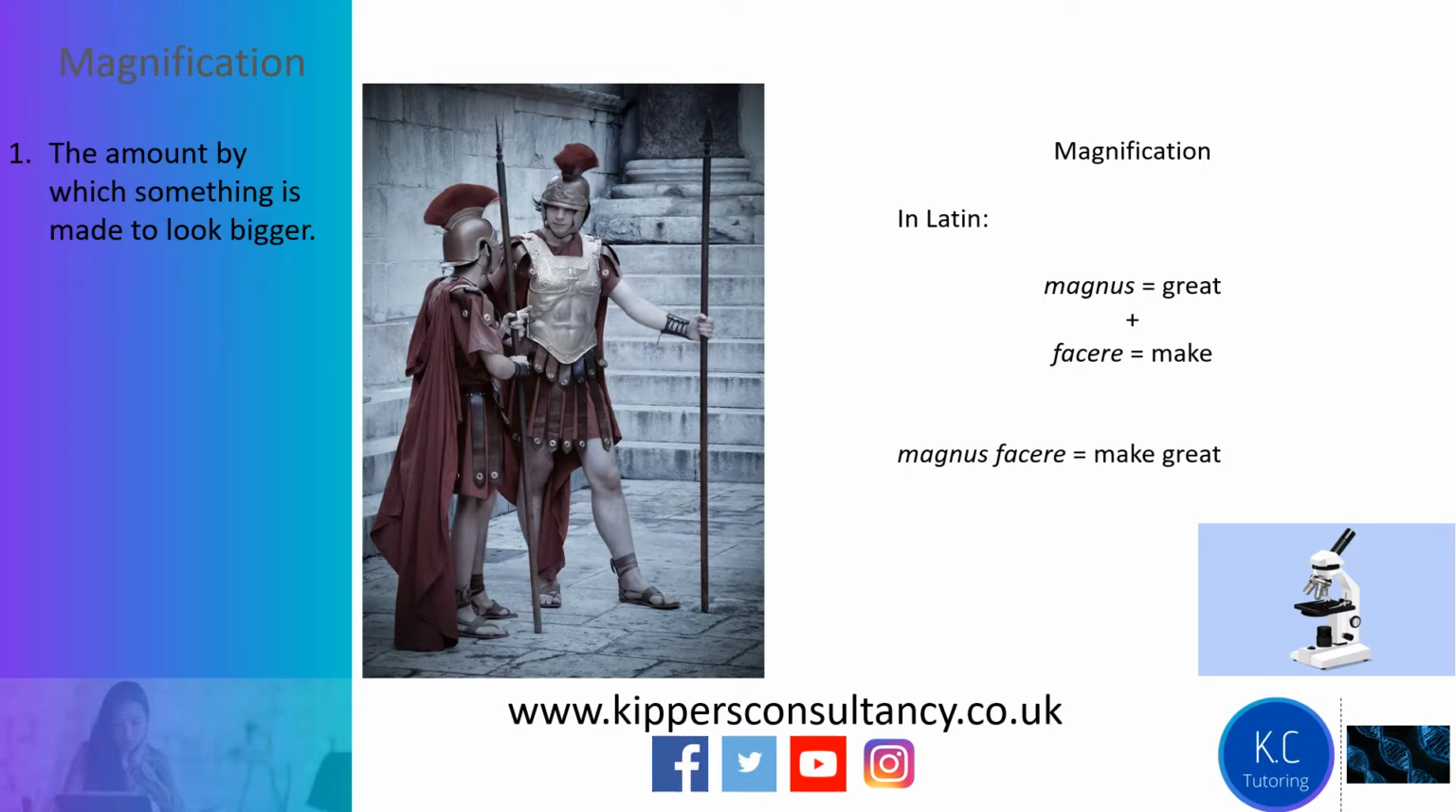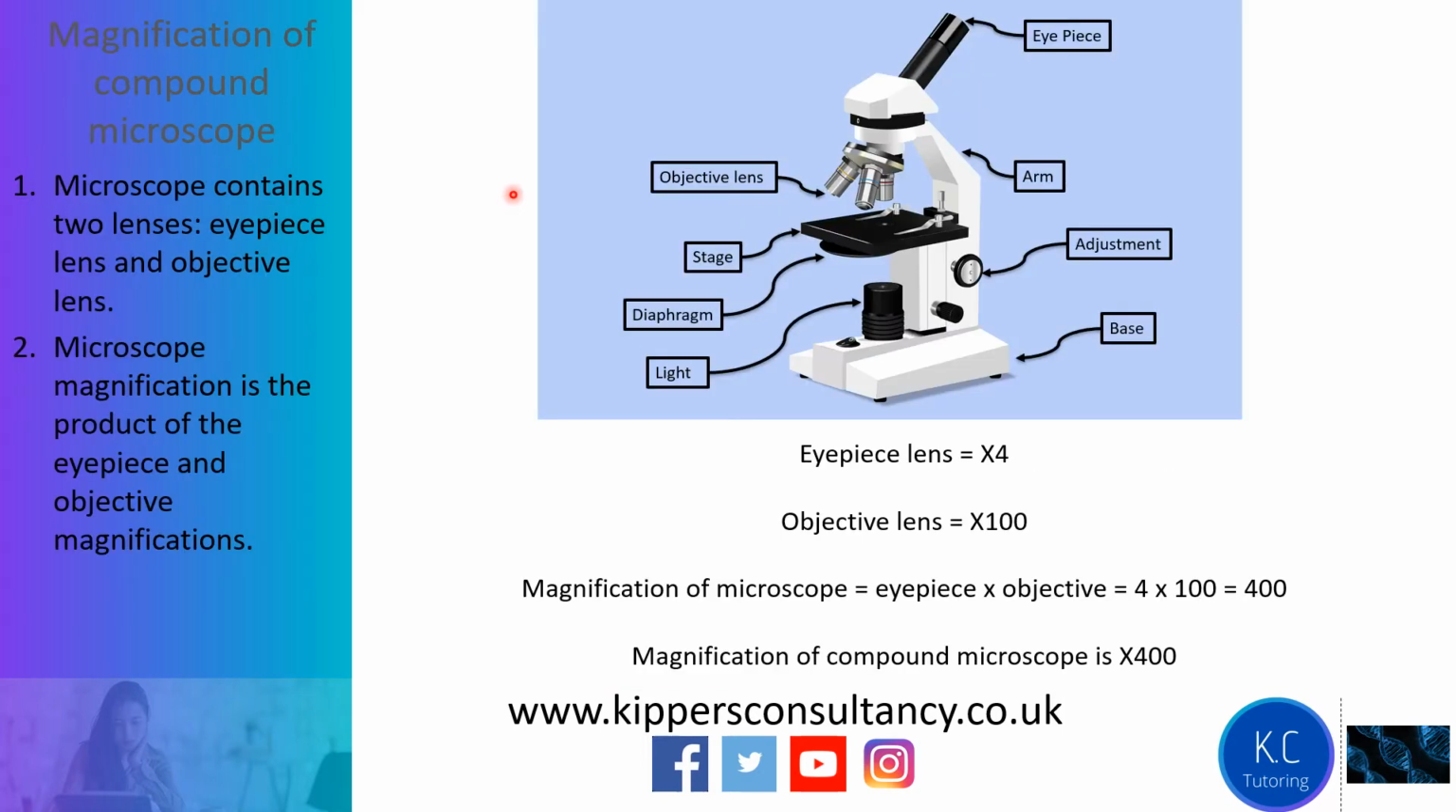Magnification is the amount by which something is made to look bigger than it really is. In biology, we normally talk about how much magnification a microscope provides. The word magnify comes from the Latin magnus, meaning great, and facere, to make. So when we put these together, magnus facere means to make great. The magnification value of a microscope tells you how many times it makes the object bigger.